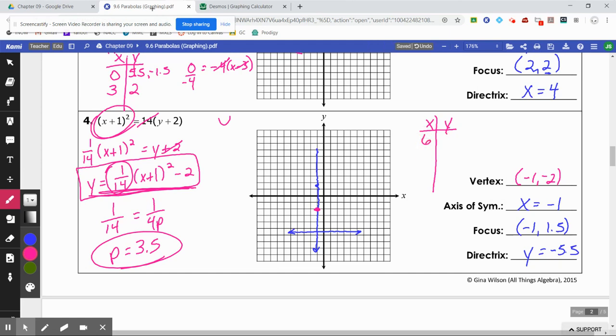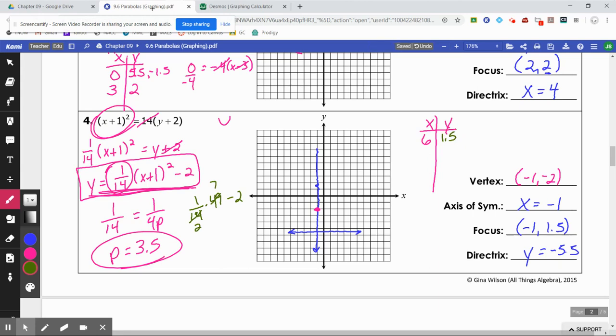Because when I do 6 plus 1 is 7, now squared it gives me 49. So that'd be 1/14 of 49 minus 2. Cross cancels, which leaves you with a 2 and a 7. That'd be 7/2, which is 3.5 minus 2, which is 1.5. So when I plug in 6, I get 1.5.